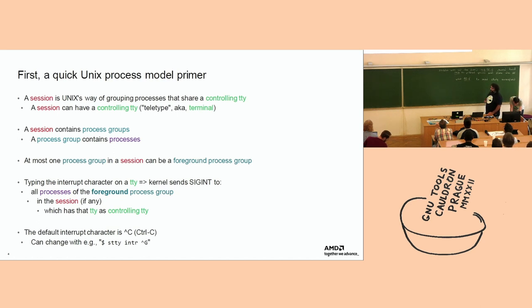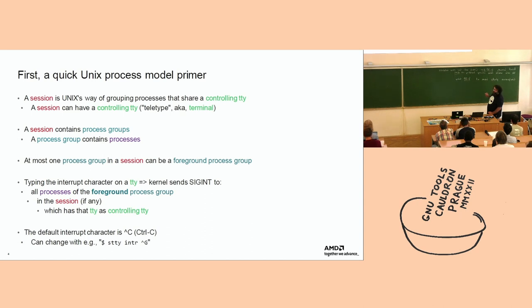To explain things, here's a quick primer on the Unix process model. I call this the rainbow slide, because I put some color in, just because it's a wall of text. The main things I want to point out are sessions. Sessions are a way of grouping processes that all share a terminal, a TTY terminal. A session contains process groups, and process groups contain processes.